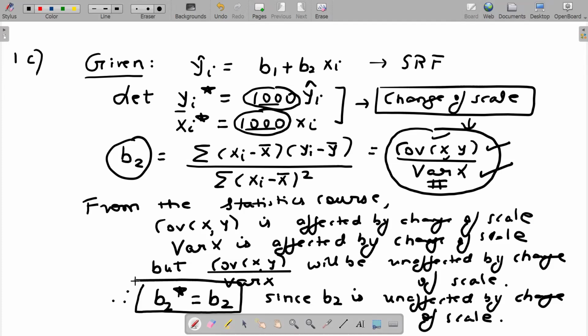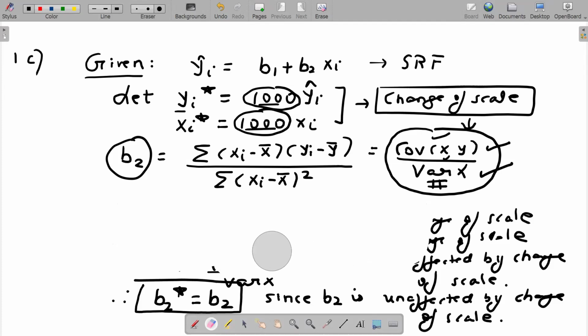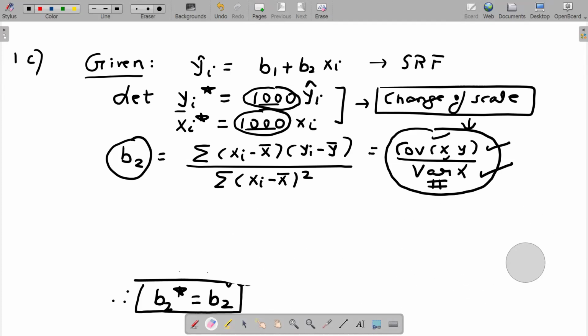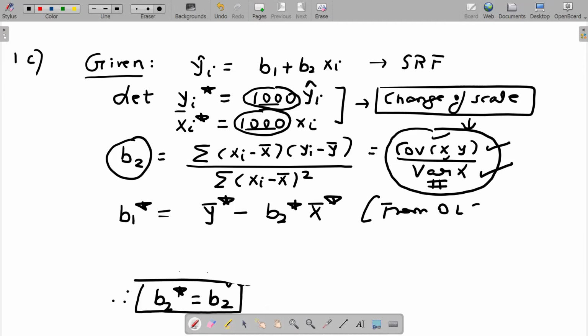But what about B1? Now from the OLS procedure, what do we get as B1? I can write that B1 star from the OLS procedure is y bar star minus B2 star x bar star. This is what we get from ordinary least squares procedure. In general, B1 is just y bar minus B2 x bar. So B1 star will be y bar star minus B2 star x bar star.